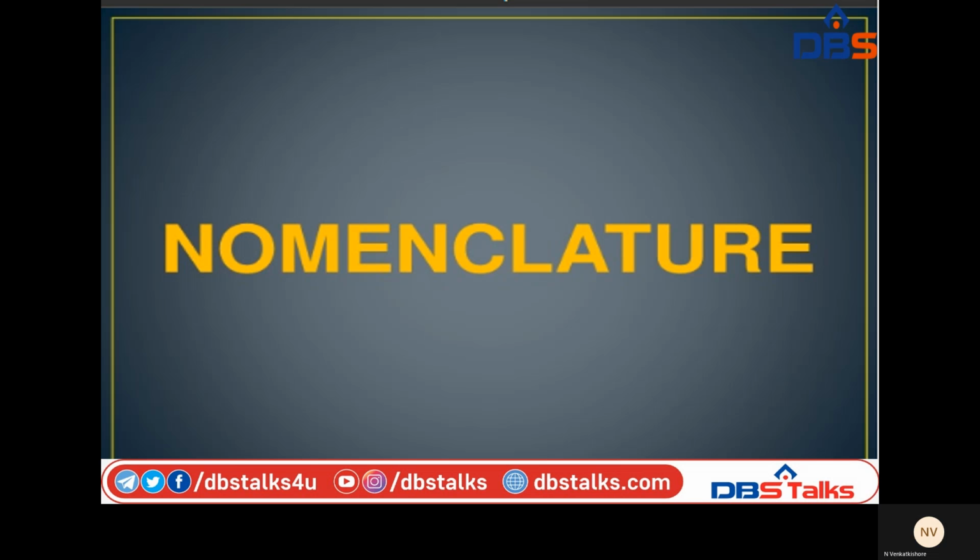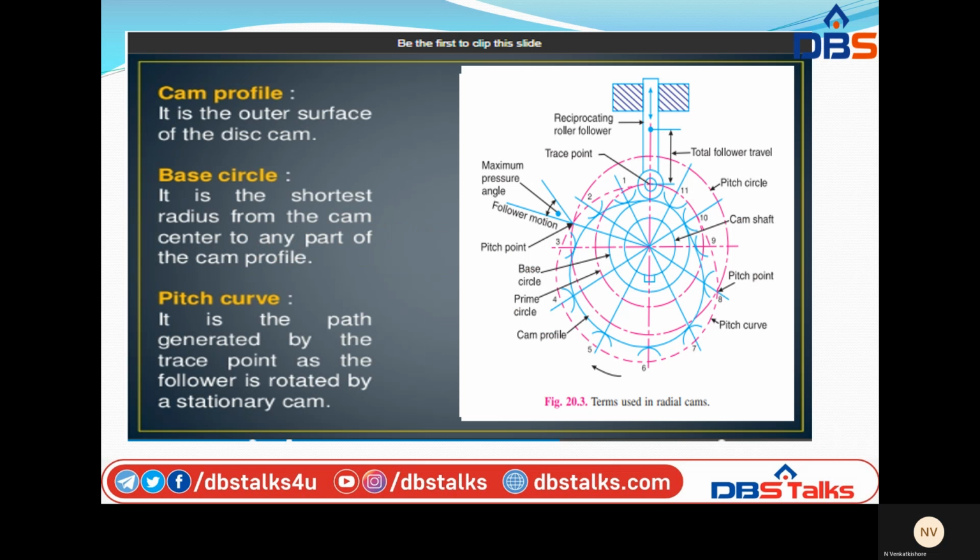and the terms, that means the nomenclature used in radial cams. If you see here, the right side is a diagram of the cam profile. There we are explaining all the terms or nomenclature in a single diagram. The first one is the cam profile. It is the outer surface of the disc cam. So it is the maximum or outer one of the cam.